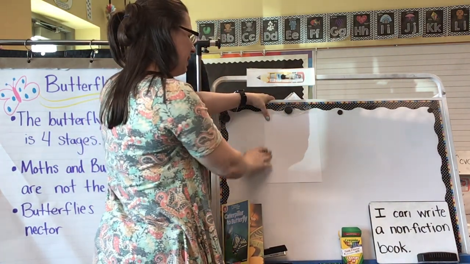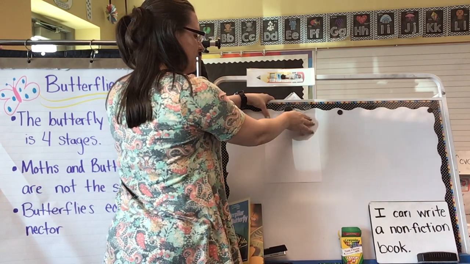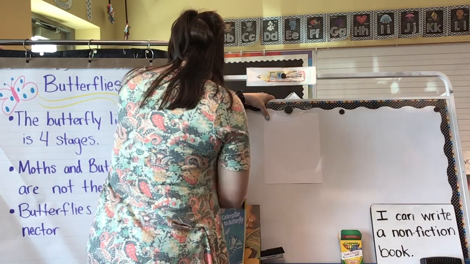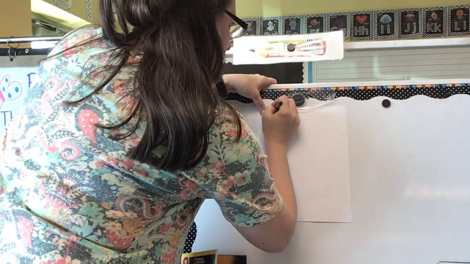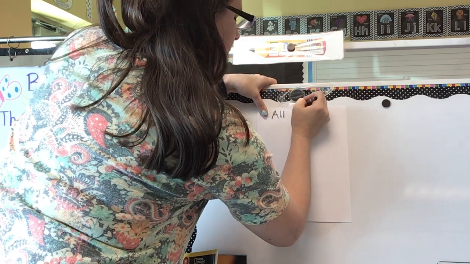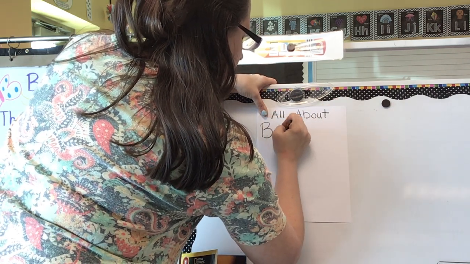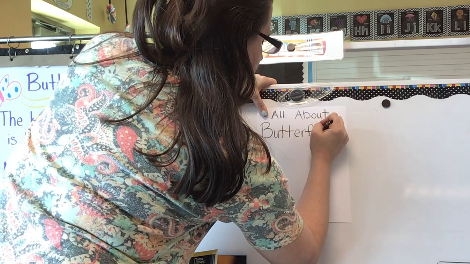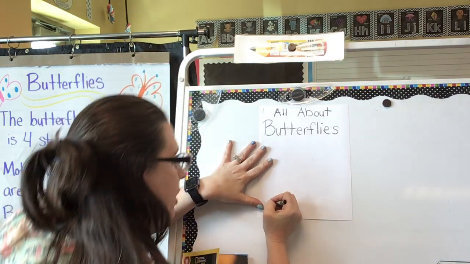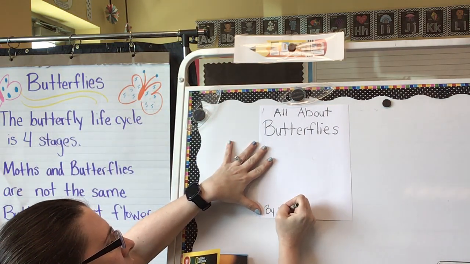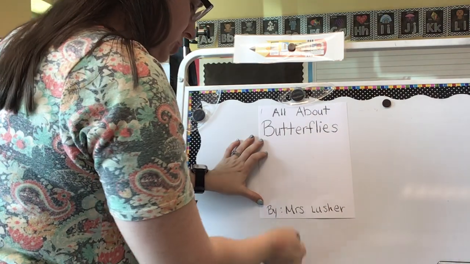All right, and I think when I plan out the front cover, I want to have this space right here for my picture, and I'll put my author's name at the bottom, which means I have this space left at the top for my title. Let me move this forward more so that you guys can see what I'm doing better. Okay, all about butterflies. Okay, so there is my title. And then at the bottom, I wanted to put my author's name. And you notice I'm leaving a lot of space right here in the middle for my illustration.